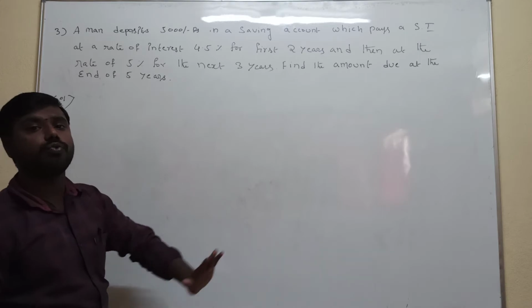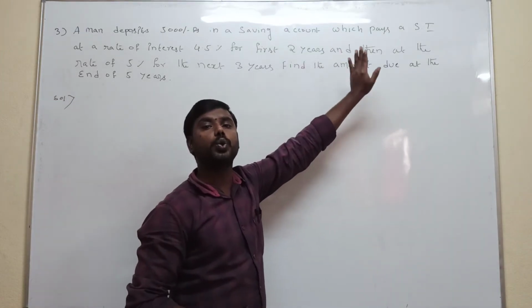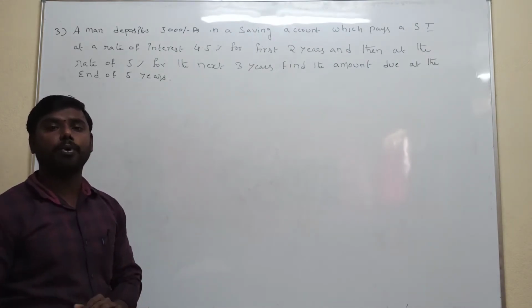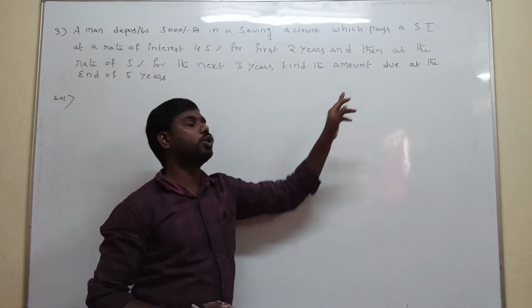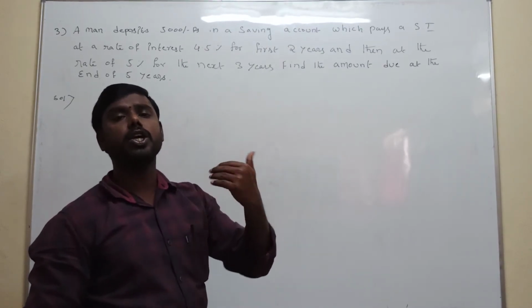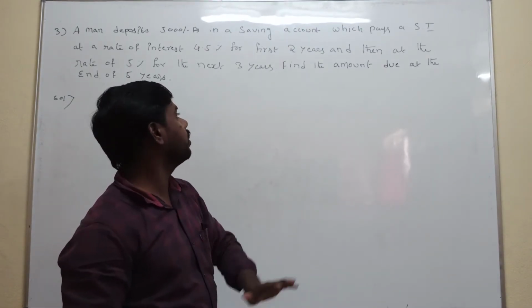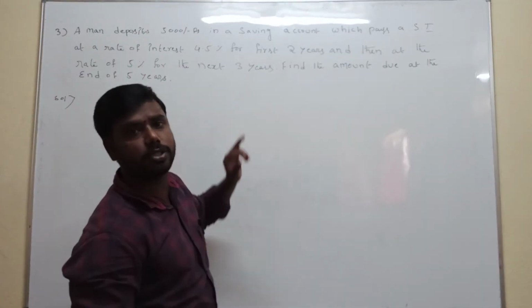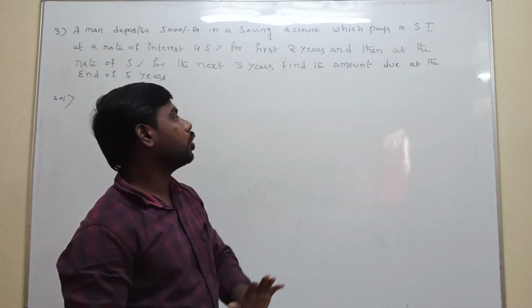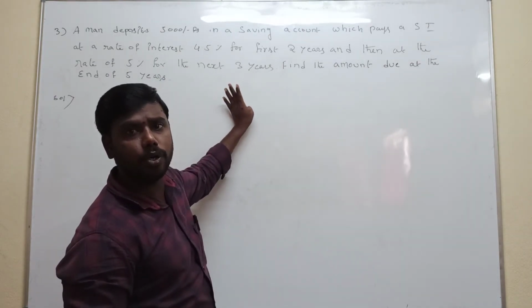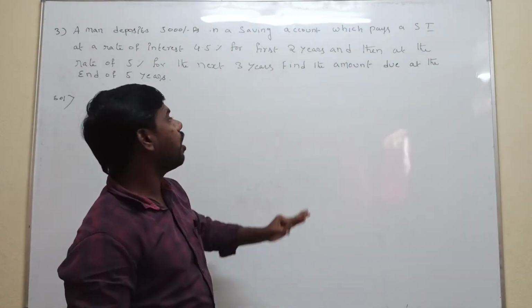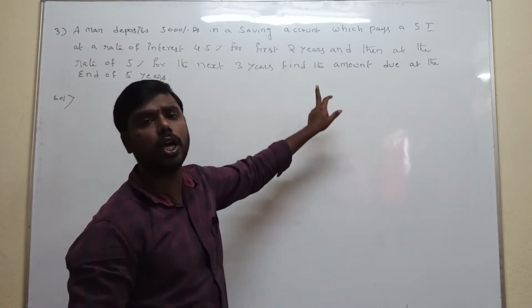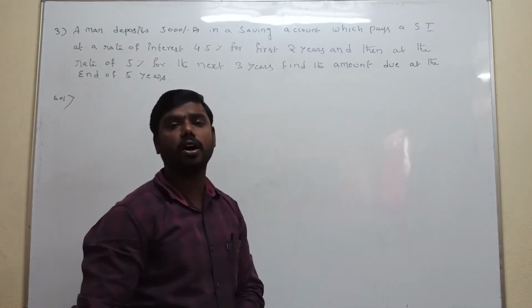What are they asking? Find the amount due at the end of 5 years. First we need to calculate the simple interest for the first 2 years, then the simple interest for the next 3 years. After that we add the principal amount. First 2 years simple interest, next 3 years simple interest, and the principal give the total amount. That is the total amount due at the end of the 5 years.